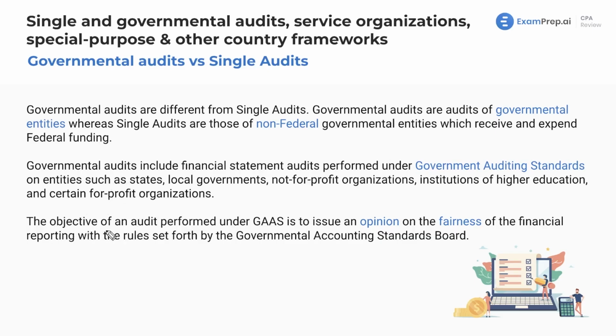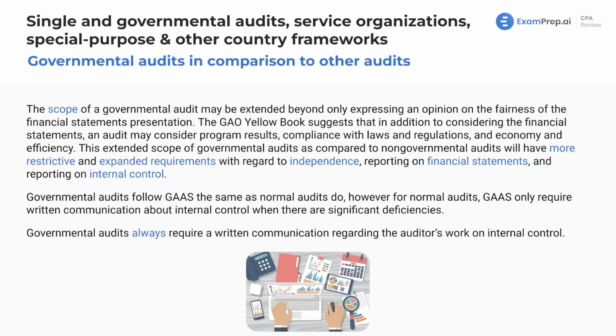What's the objective here? The objective of an audit performed under generally accepted auditing standards is to issue an opinion on the fairness of the financial reporting with the rules set forth by the Governmental Accounting Standards Board. You're going to see there is a flip side for everything here. Whereas we have the FASB, the Financial Accounting Standards Board, we have the Governmental Accounting Standards Board. We have just the normal auditing standards, statement on auditing standards. We have the governmental auditing standards. We have generally accepted auditing standards. We have GASB, which is, well, we'll see that. Not to get into that too much, but we'll see this in a second.